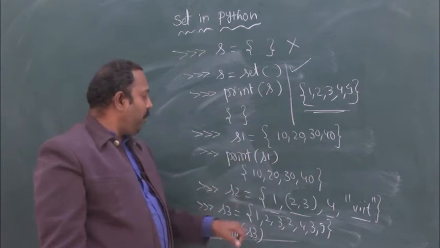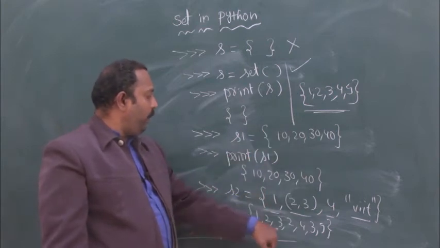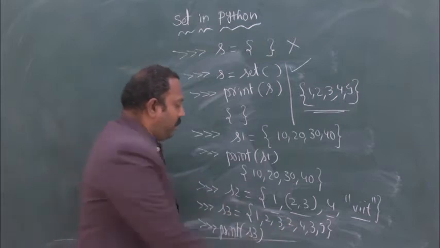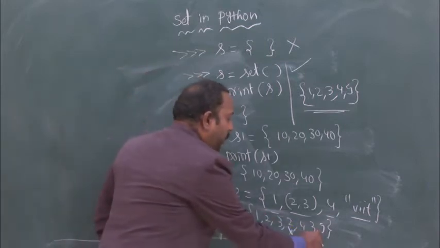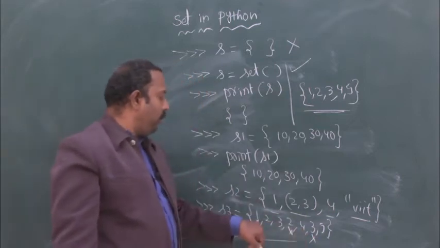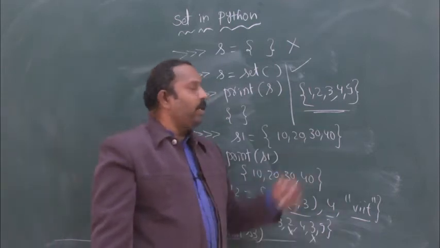So what is the output you will get? 1. You will get the output 2, 3. 2 is already represented, so this is not allowed, and 4 is allowed, and 3 is already represented, 3 is not allowed, 5 is allowed. So what is the output you will get? 1, 2, 3, 4, 5 you will get the output.